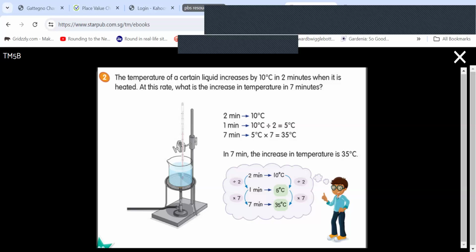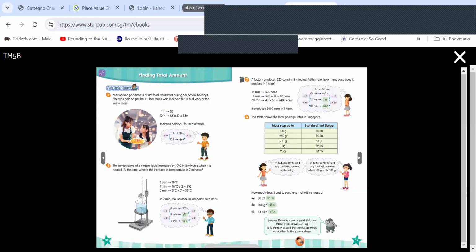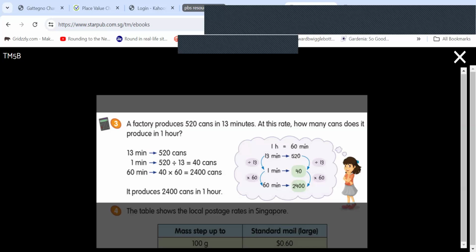You'll notice that all the examples use similar steps, like this one here. A factory produces pens in this amount of minutes. At this rate, how many pens does it produce in an hour? So again, very similar question, at this rate. So it gives you the clue that I need to find that rate first.